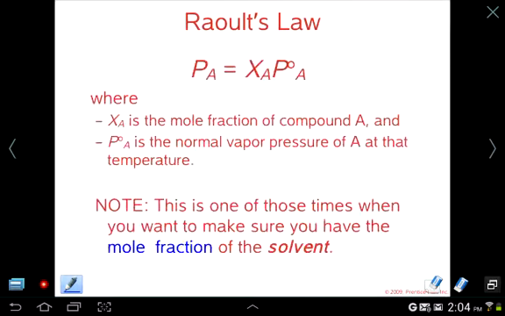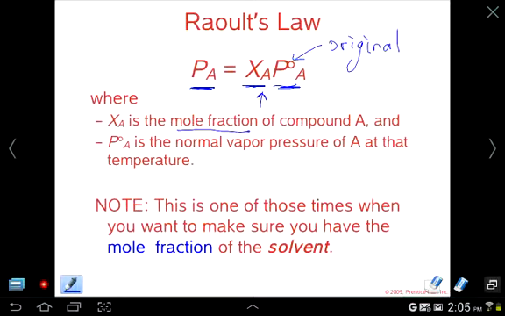The law takes the form of P_A, this is the pressure of substance A, equals X_A, we call it the mole fraction. This is the mole fraction of your compound, and then P naught A. This little naught just means the original. Think of it that way. This means your original vapor pressure. So you take the original vapor pressure and you multiply it by the mole fraction.